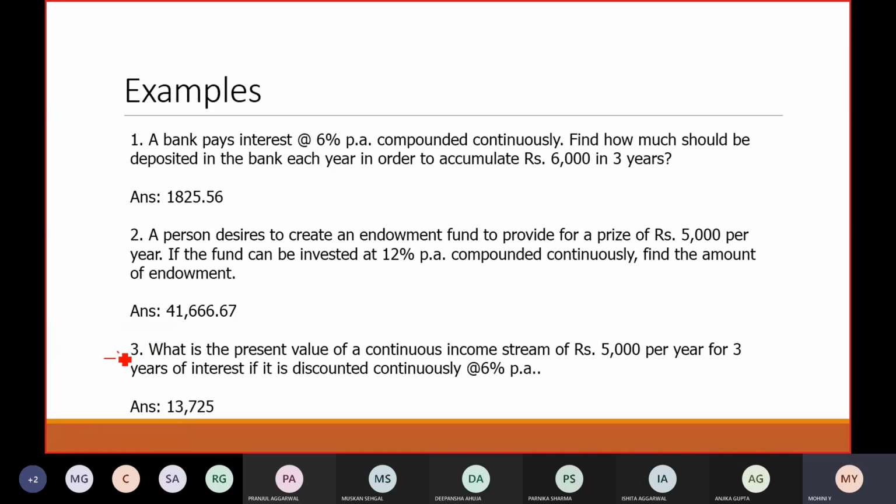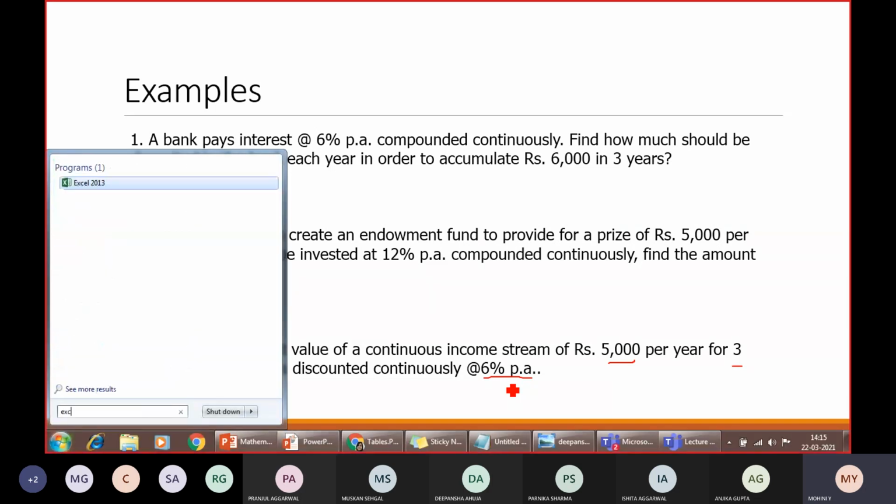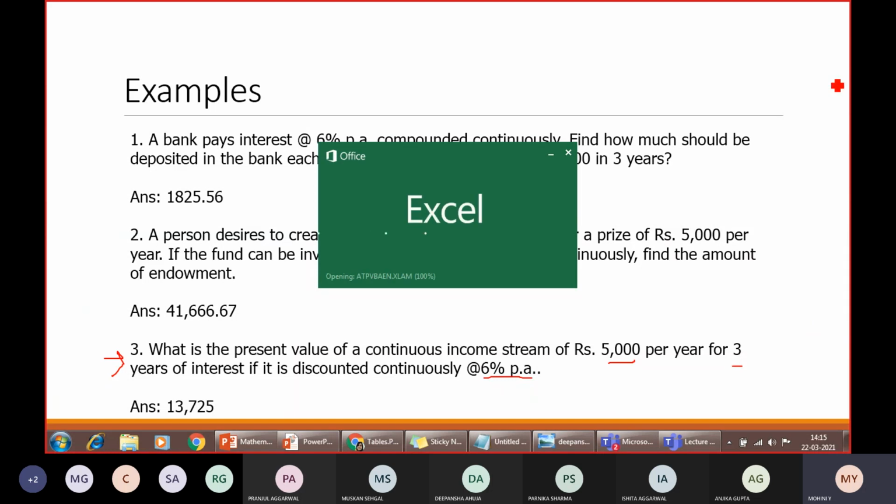Okay, so we were at this question. What is the present value of a continuous income stream of rupees 5,000 per year for 3 years, if it is discounted continuously at the rate of 6% per annum? Okay, so we have the annuity, we have N, and we also have the rate of interest which is to be compounded continuously. So we'll just solve this.